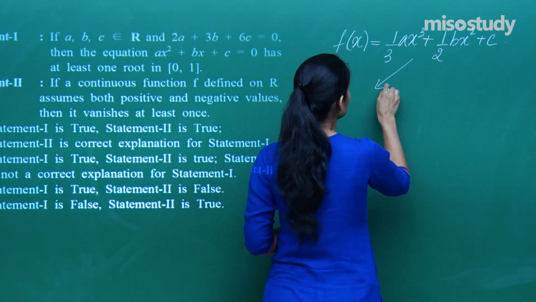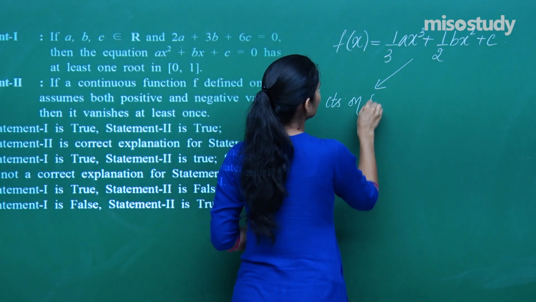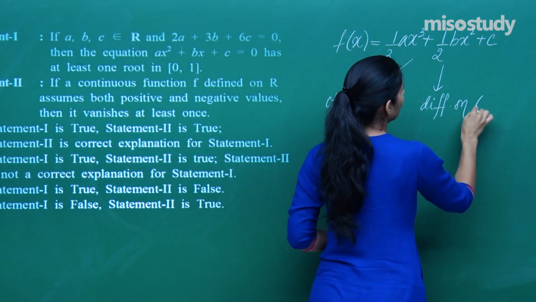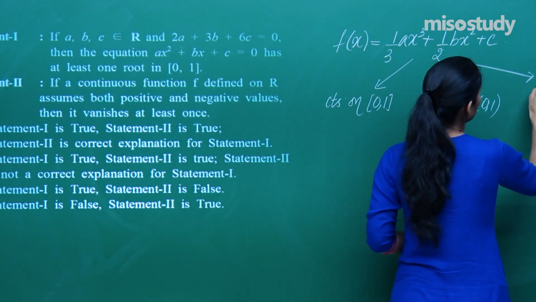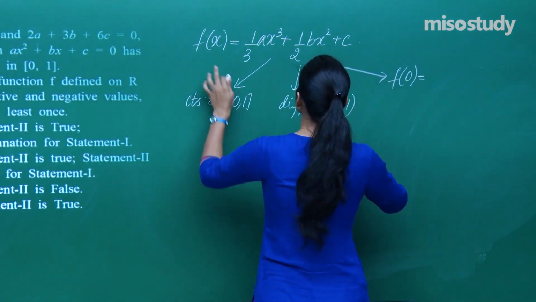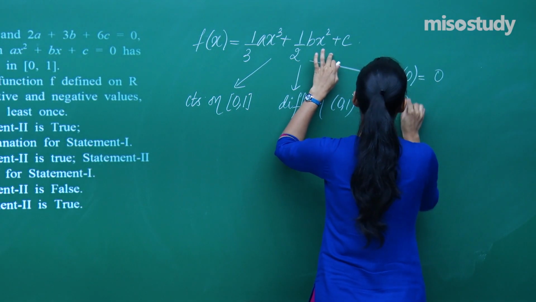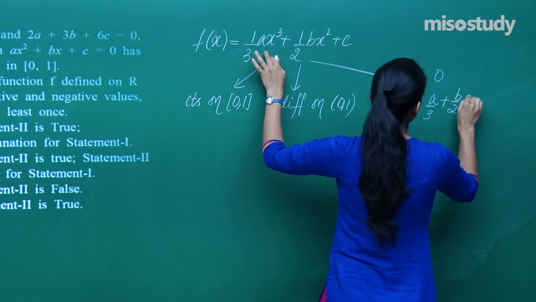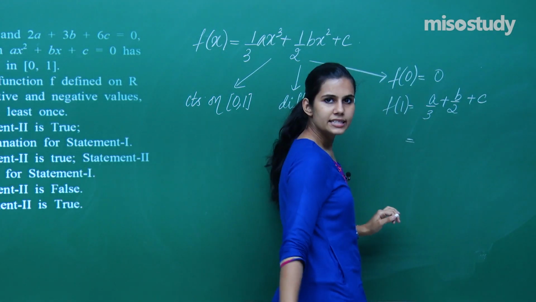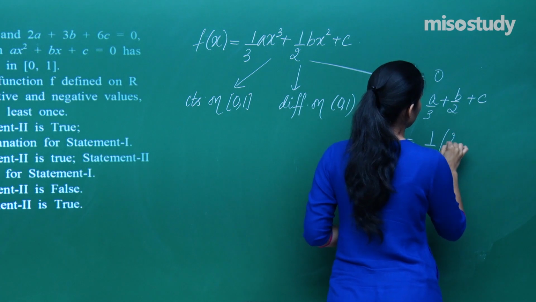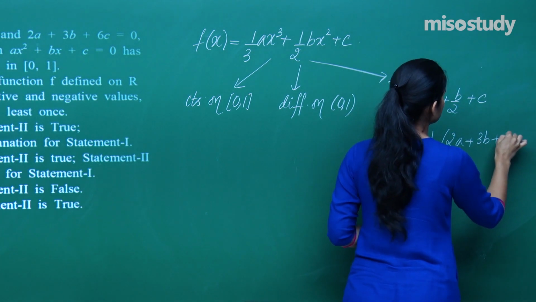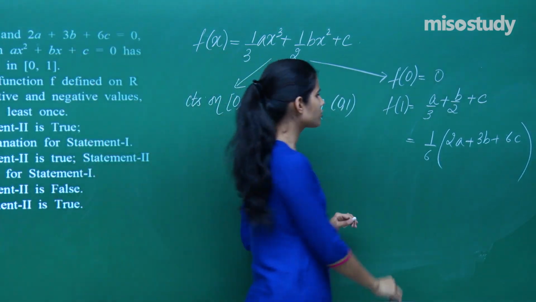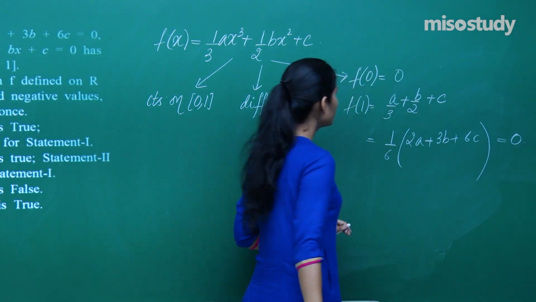Now this particular function is continuous on the closed interval 0, 1. It is differentiable on the open interval 0, 1. And if you talk about f of 0, it is clearly 0, and f of 1, it is a by 3 plus b by 2 plus c. If you take out the LCM as 6, you have 2a plus 3b plus 6c. And 2a plus 3b plus 6c is already given in the question to be 0, so you get this also as 0. F of 0 is 0, f of 1 is 0.